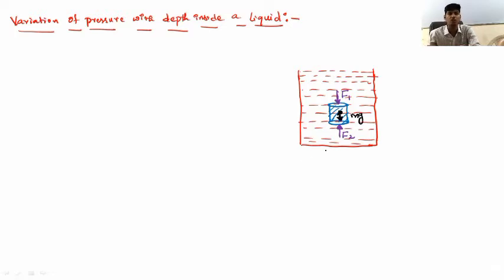So these are the three forces acting on this cylindrical portion of the liquid: normal force on the upper face of the cylinder, normal force exerted by liquid on the lower face of the cylinder, and the weight of the cylinder. You can observe the force F1 and weight are in downward direction and F2 is in upward direction.